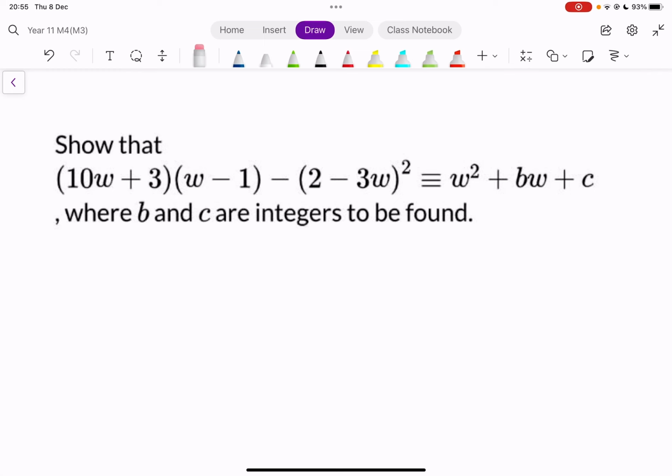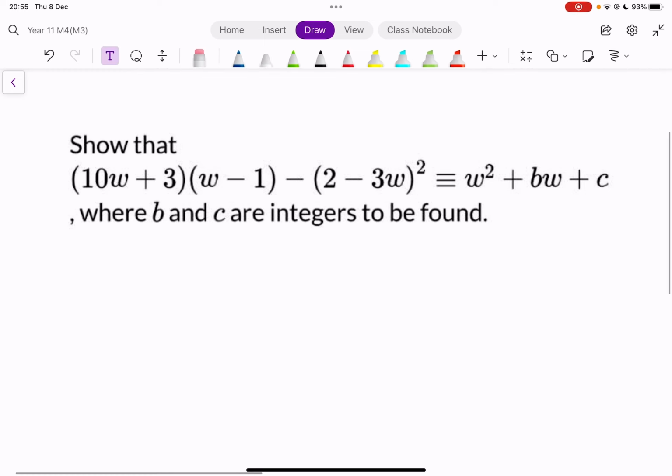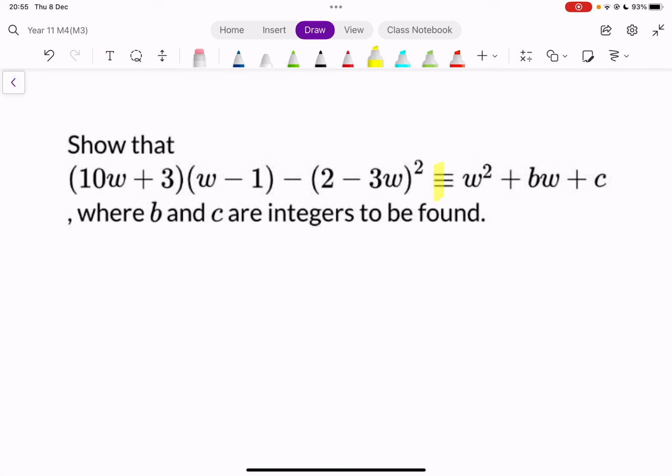So here, the idea in this question is it's an identity. You know it's an identity because it's got an identity sign. So this means that basically the number of w squared on the right hand side equals the number of w squared on the left hand side. The number of w's on the right equals the number of w's on the left, and the term that has no w or w squared on the right is equal to the term that has no w or w squared on the left.